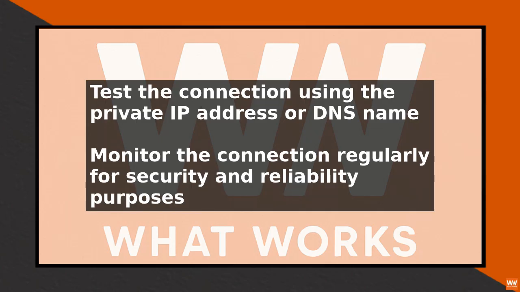In summary, connecting via private endpoint involves creating a virtual network and subnet, registering the service provider, creating the private endpoint, configuring DNS settings, and testing the connection. By following these steps and best practices, you can establish a secure and reliable connection to services within your network.